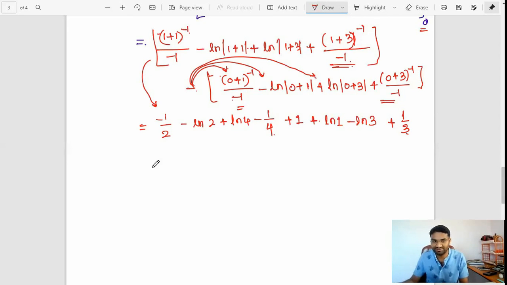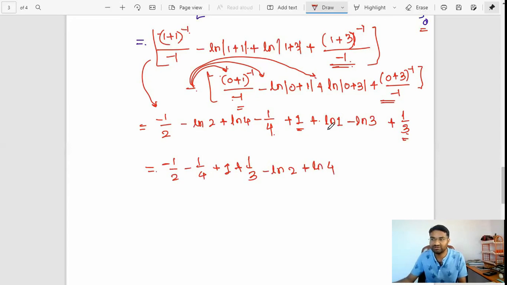So when you simplify this again, here negative 1 by 2, negative 1 by 4, take this positive 1 by 3, plus here we have a 1, right? Okay, I will rather write like this, 1 plus 1 upon 3. Okay, then we have negative ln 2, positive ln 4, then ln 1 is just 0. Okay, then negative ln 3. Getting it? So when you solve this part, you will straight away get the answer 7 by 12. Put it in the calculator, you will get the straight answer.